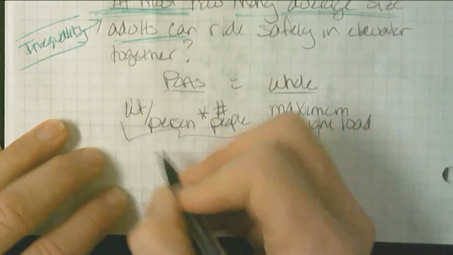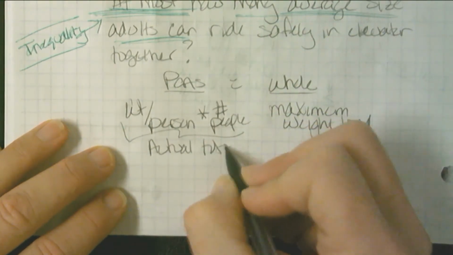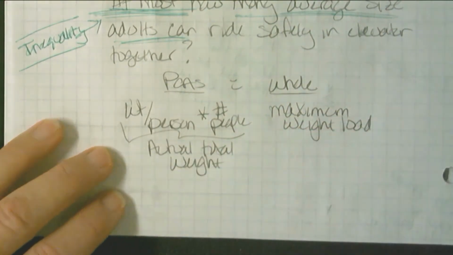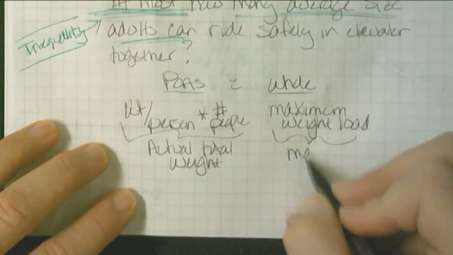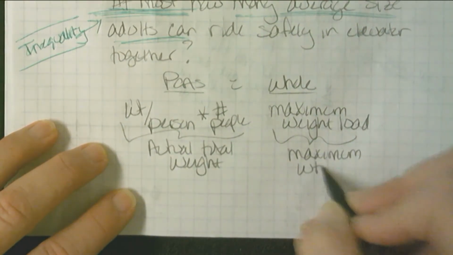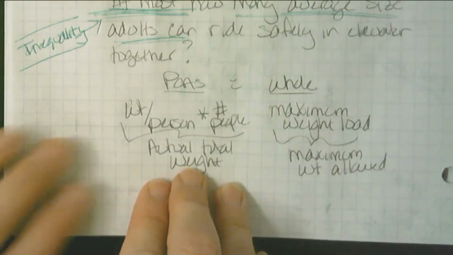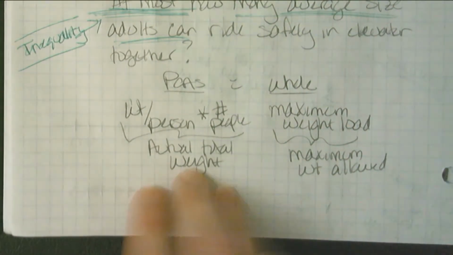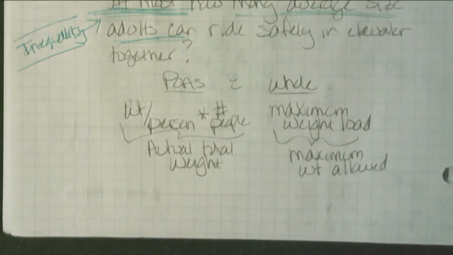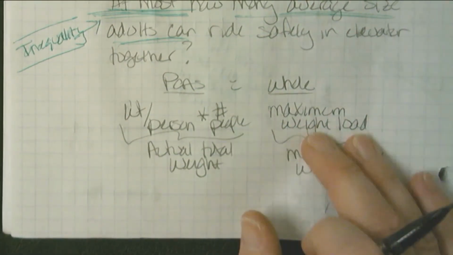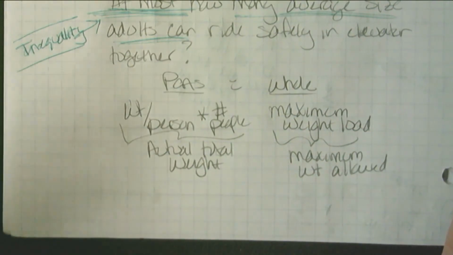Remember, this left side is the actual total weight. That right side is the maximum weight allowed. So we are comparing our actual total weight to the maximum weight allowed. That's really what we're doing in all of these. Yesterday was a total amount of money that we were actually spending on socks and shoes and shirts in relation to the maximum that we have to spend. Here, we're looking at our actual total weight in that elevator in relation to the maximum or the minimum. And here it's a maximum.